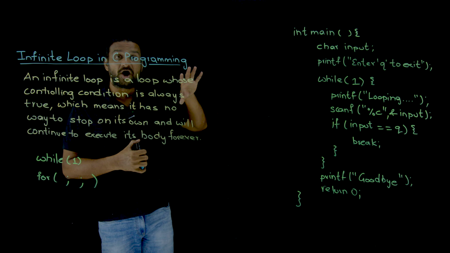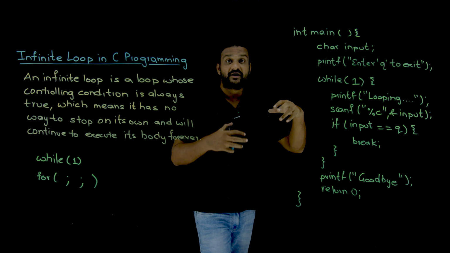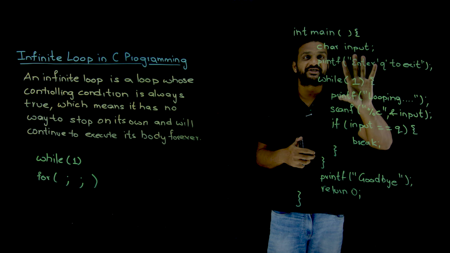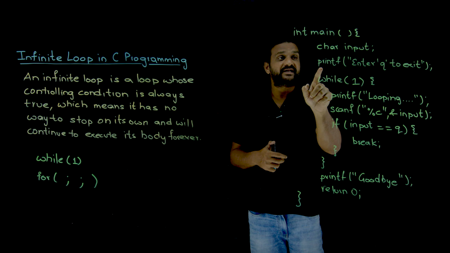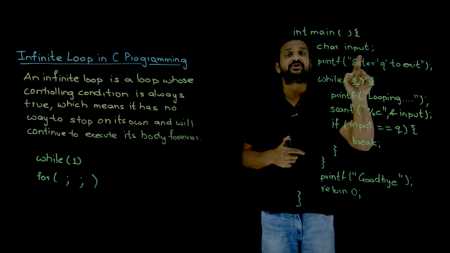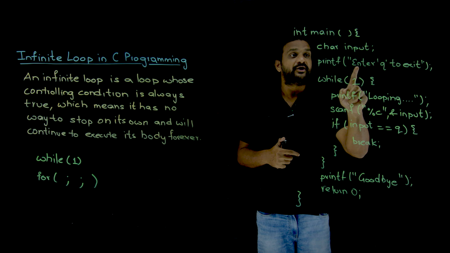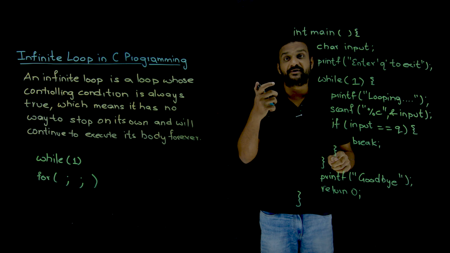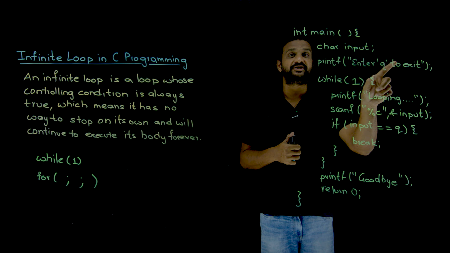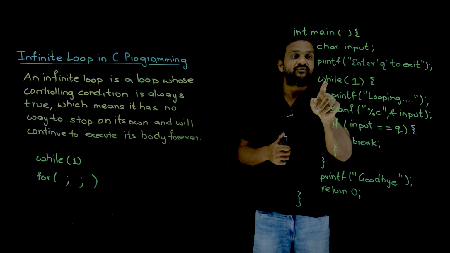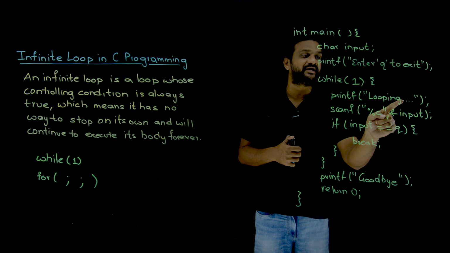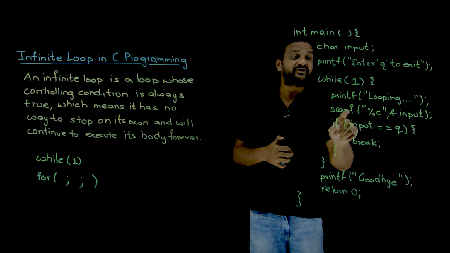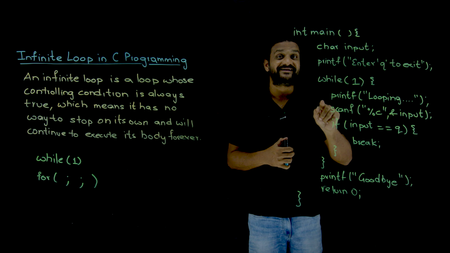So let's understand how to intentionally use infinite loops within our program. In this program, we have a character variable. The name of the variable is input, and the printf statement states that if you want to come out of this program, you have to press Q. The character Q has to be pressed in order to exit this program. Now, while(1) means this loop is going to iterate an infinite amount of time, and every time we come into this loop we print this looping message, and then we wait for the user to scan an input.